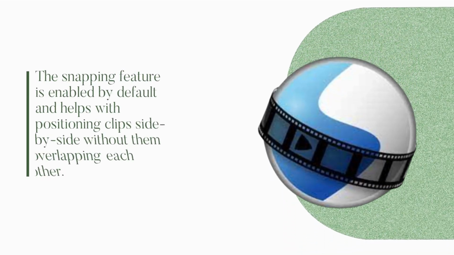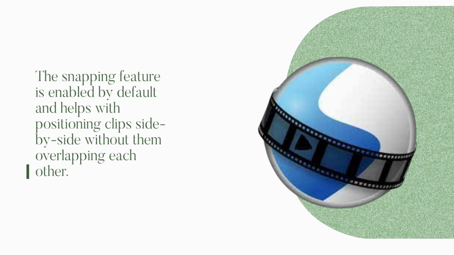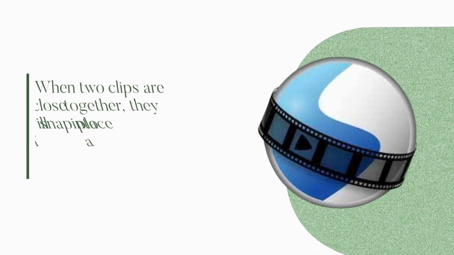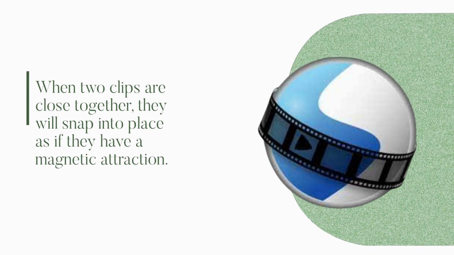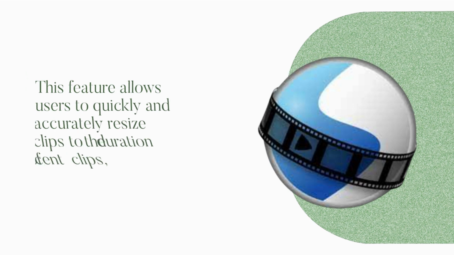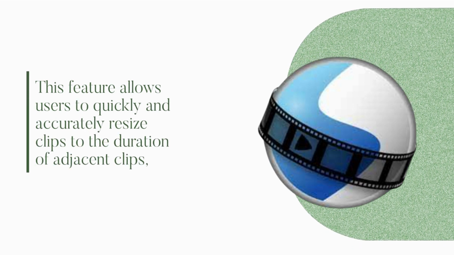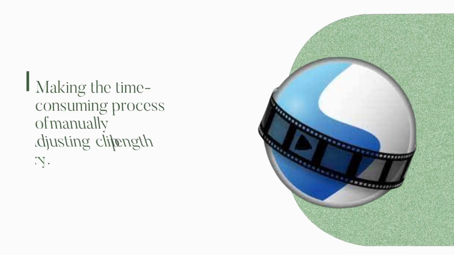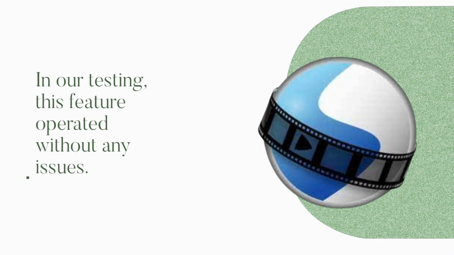The snapping feature is enabled by default and helps with positioning clips side by side without them overlapping each other. When two clips are close together, they will snap into place as if they have a magnetic attraction. This feature allows users to quickly and accurately resize clips to the duration of adjacent clips, making the time-consuming process of manually adjusting clip length unnecessary. In our testing, this feature operated without any issues.